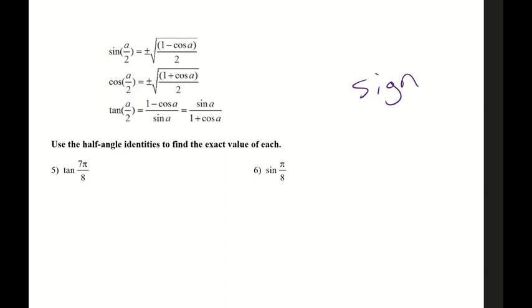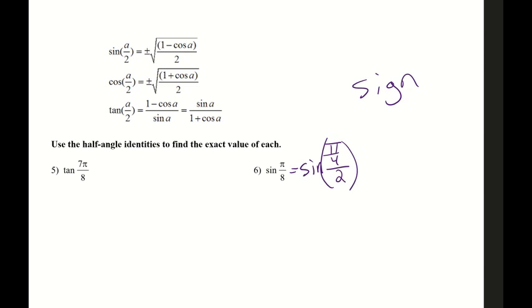So, for example, if we're looking at number 6, our sine of pi over 8 is in the first quadrant, so it's going to be positive. What we want to do with this is try and get our sine of pi over 8 into a form that is some angle that we know the values for divided by 2. So here, we can rewrite this as sine of pi over 4 divided by 2.